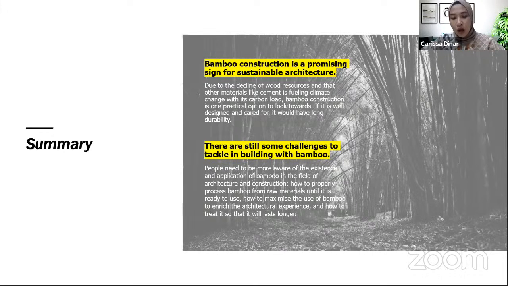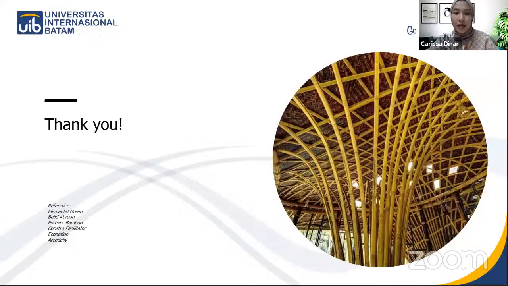How to properly process bamboo from raw materials until it is ready to use, and how to maximize the use of bamboo to enrich the architectural experience, and also how to maintain it so that it will last longer. Such things we have to discuss together like in this webinar, and most importantly, execute it in order to reduce the impacts of global warming and sustain the ecosystem for future generations. Thank you.